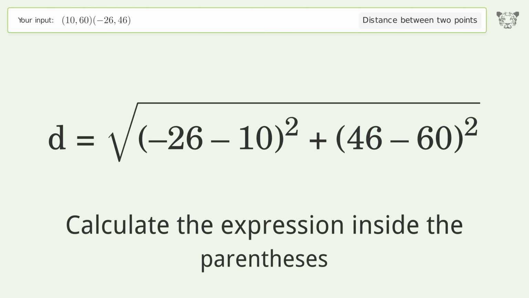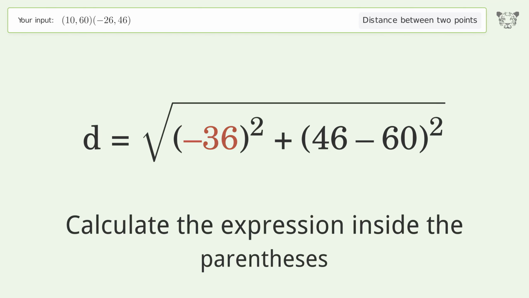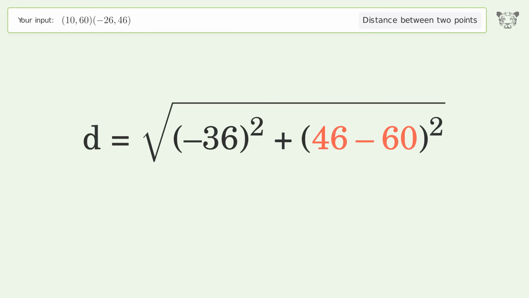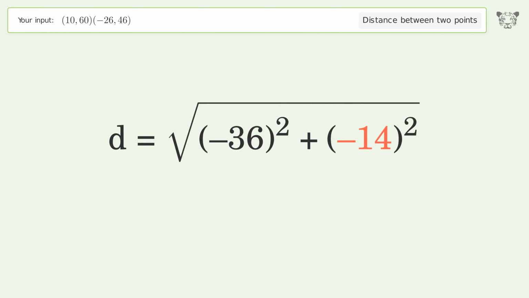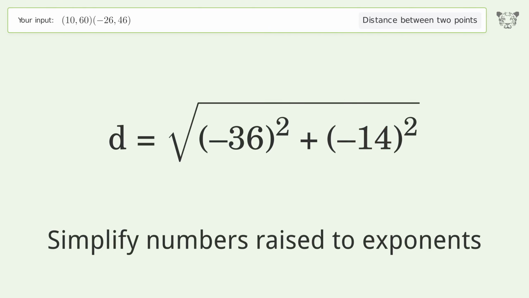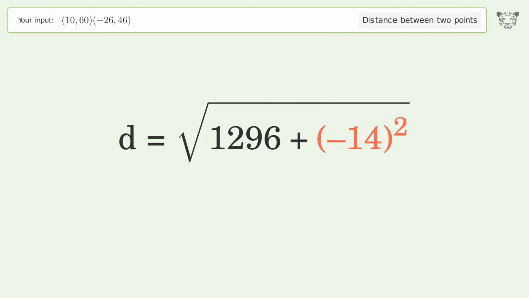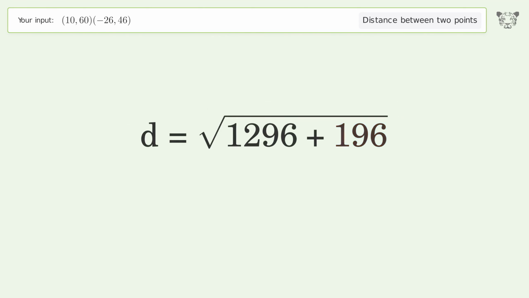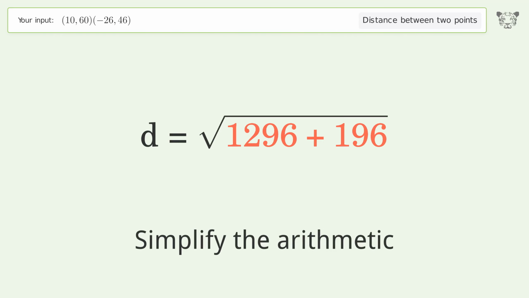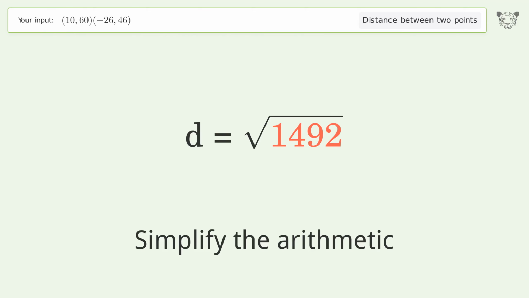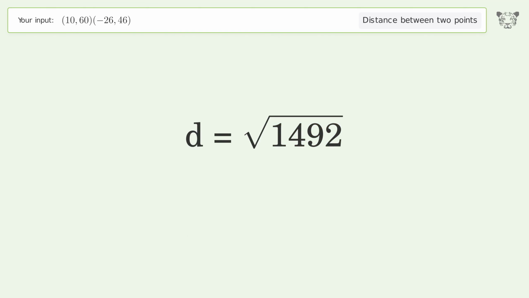Calculate the expression inside the parentheses. Simplify numbers raised to exponents. Simplify the arithmetic. And so the distance between the 2 points is the square root of 1,492, or 38.626.